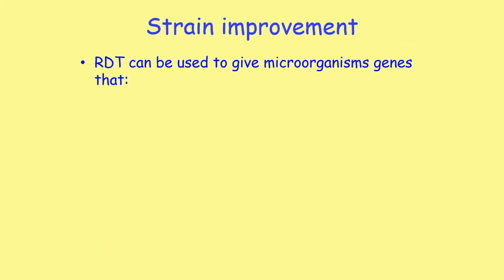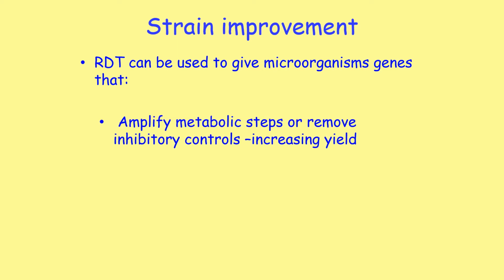So, why are we using recombinant DNA technology or genetic engineering? The whole point of it is it can be used to give microorganisms genes to improve them, and those genes could be genes that amplify metabolic steps or remove inhibitory controls and therefore increase the yield of the protein that we're trying to get from our microbe.